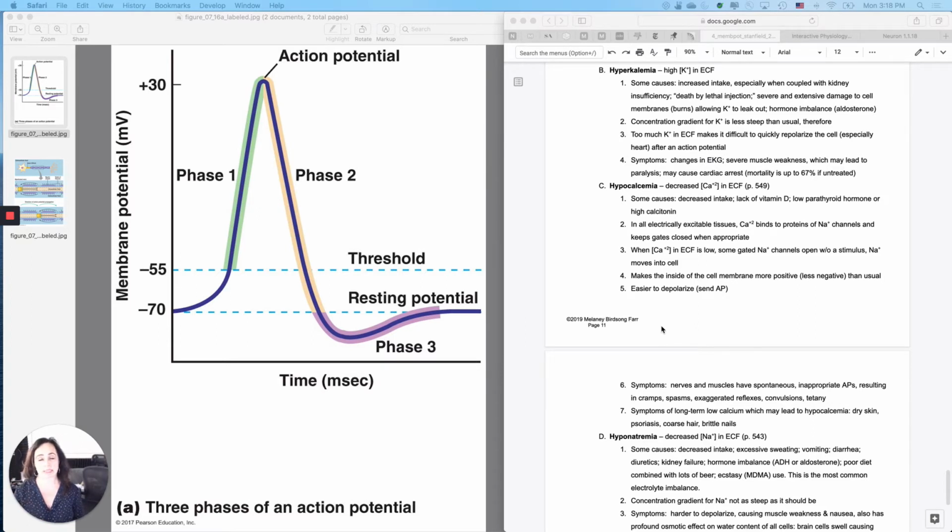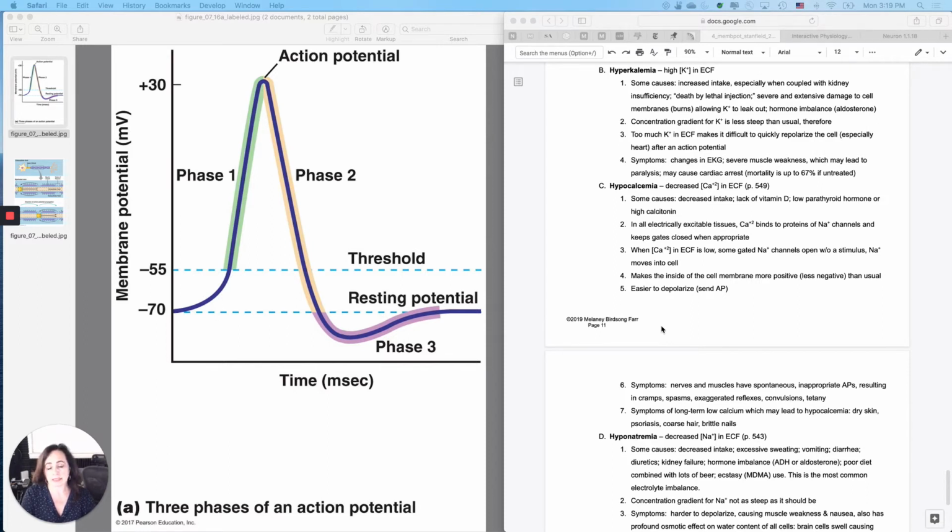Massively increased intake, but only if your kidneys are not working for you, okay? So if your kidneys are insufficient and you're taking in just ridiculous amounts of potassium, like more than you could generally take in, but your kidneys can't clear it all out, then you could get hyperkalemia. But importantly, this is also how we execute people via death by lethal injection. I'll tell you why it works that way in just a second.